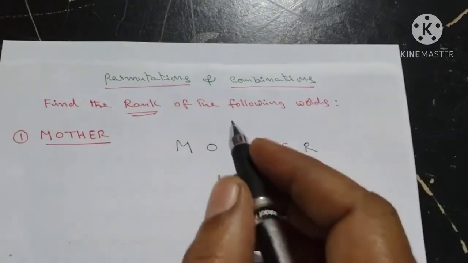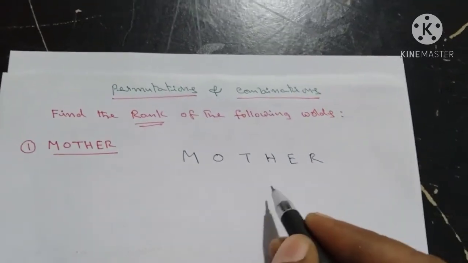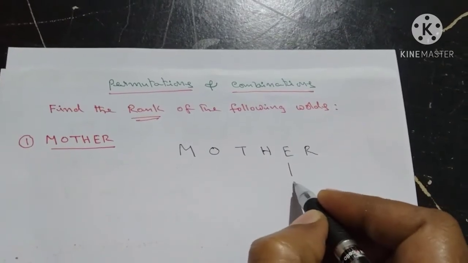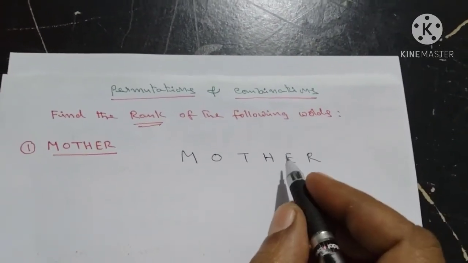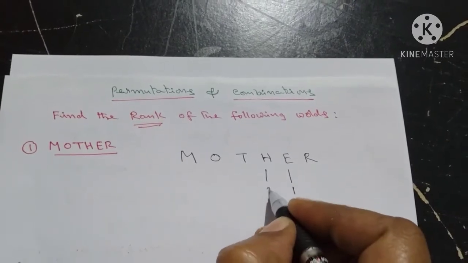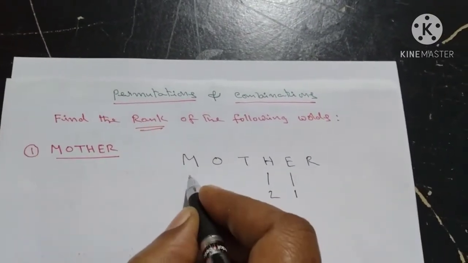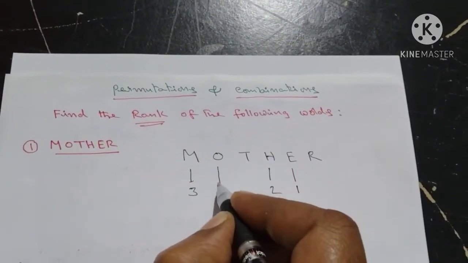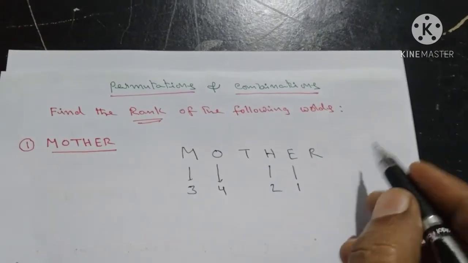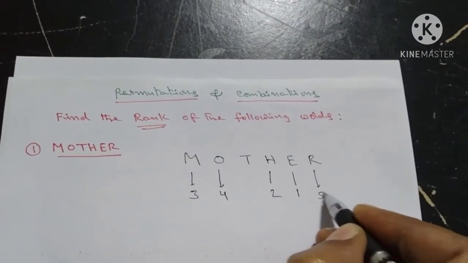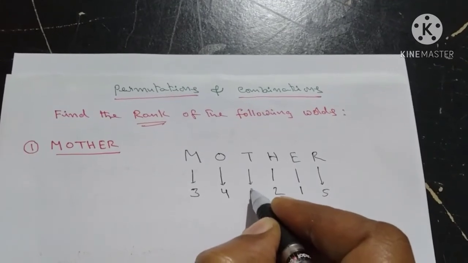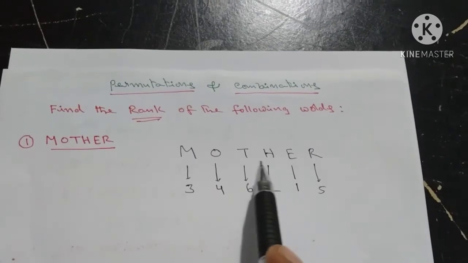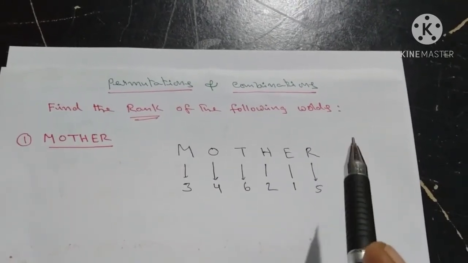Now, first rank: A, B, C, D, E, this is first rank. E, F, G, H, second rank. Next, third rank is M. Next, fourth rank goes to O. Next, fifth rank R. Next, sixth rank goes to T. Now, these are the ranks of the letters of the given word in dictionary order.